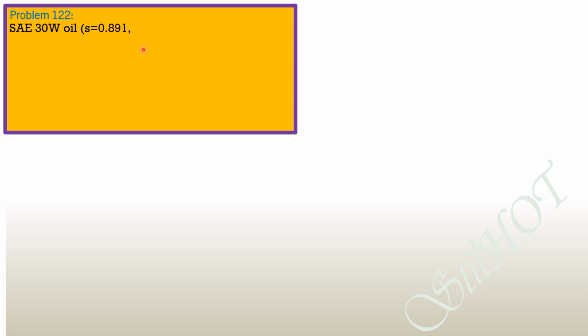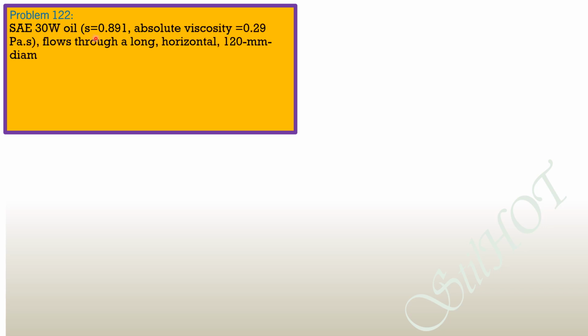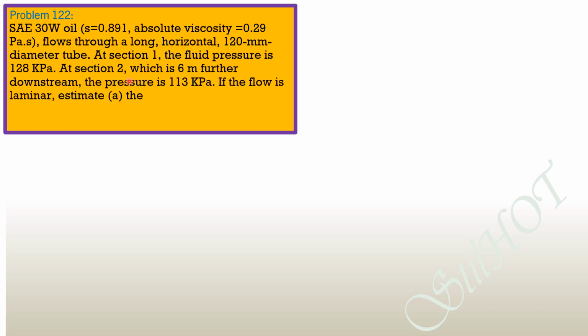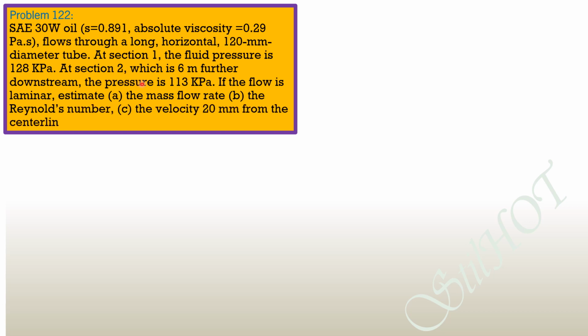Problem 122. SAE 30W oil of specific gravity 0.891, absolute viscosity 0.29 pascal second, flows through a long horizontal 120 millimeter diameter tube. At section 1, the fluid pressure is 128 kilopascals. At section 2, which is 6 meters farther downstream, the pressure is 113 kilopascals. If the flow is laminar, estimate part A, the mass flow rate, part B, the Reynolds number, then part C, the velocity 20 millimeters from the center line.